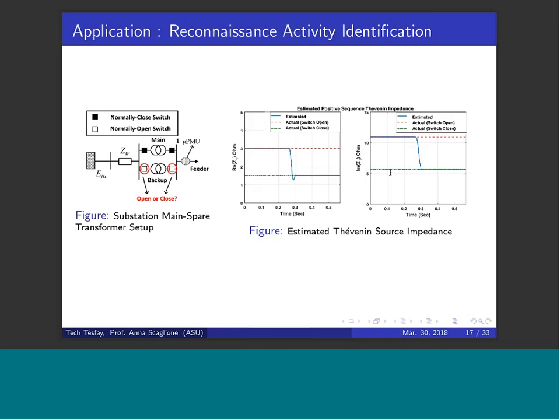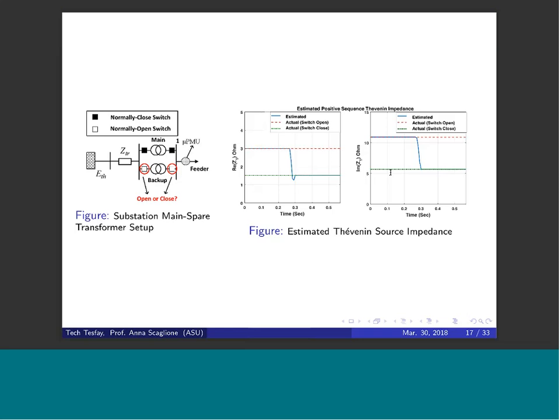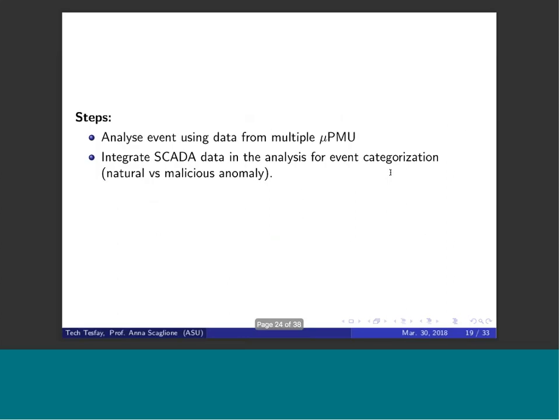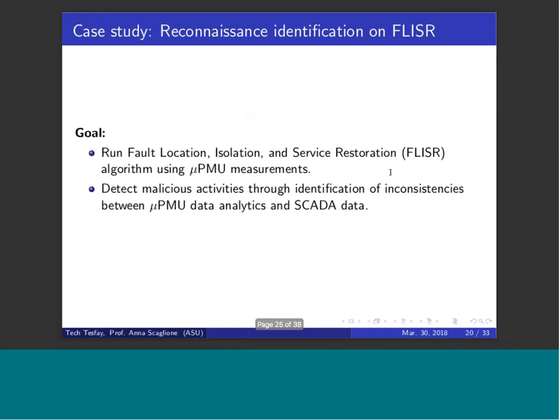Any other questions on this side? Okay, so going forward on the cloud computing part. Again, like I said at the beginning, our main purpose in the reconnaissance activity identification on the cloud is to be able to use more input from more input sources, both from the micro PME side and from the SCADA side. And then by correlating the information we obtain from the two sides, we can decide if an event is happening because of a natural phenomenon or due to a malicious activity.